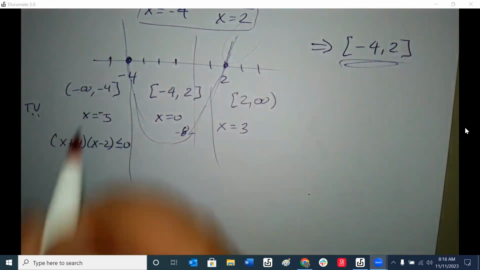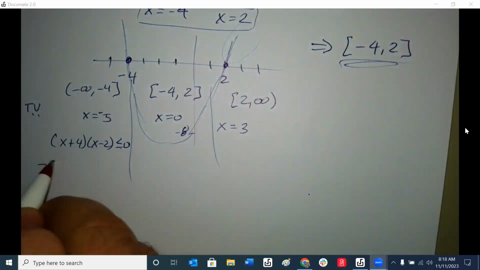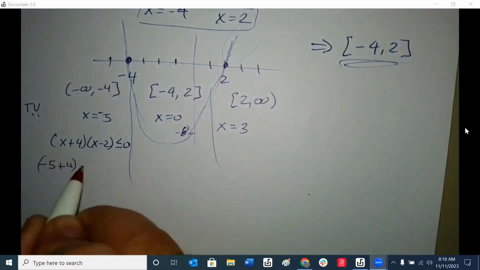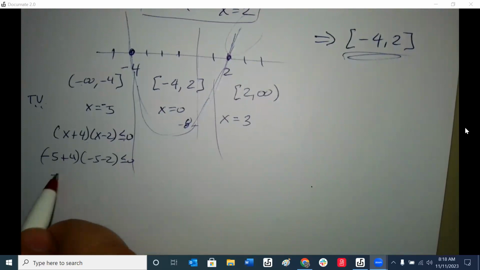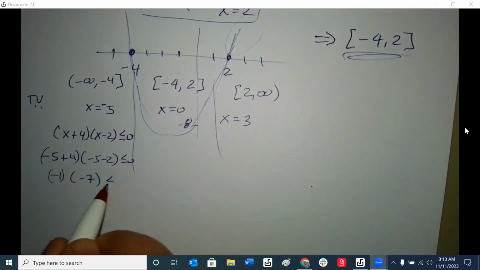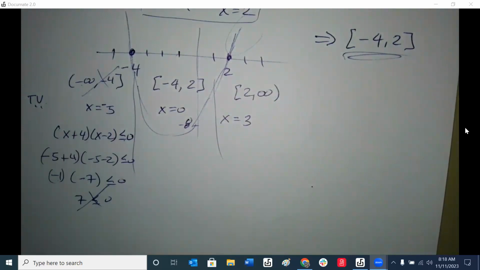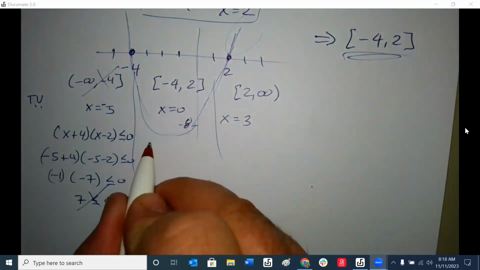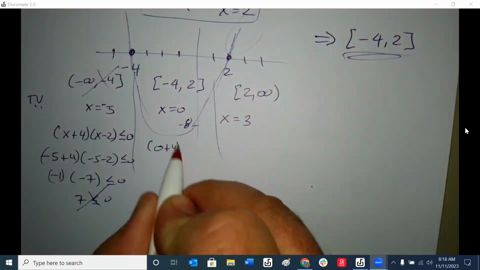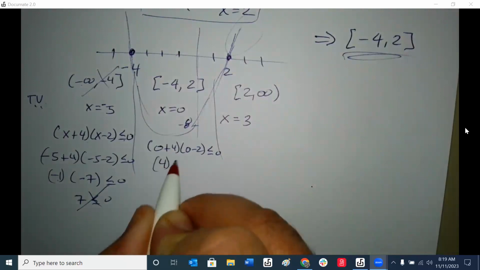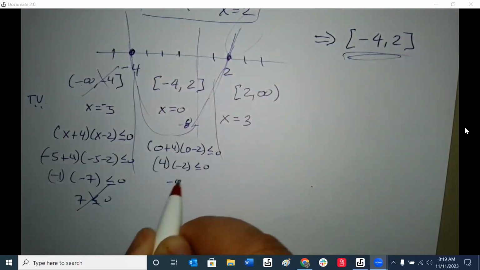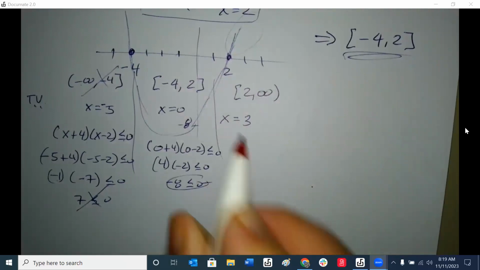So this one is -5. So I have -5 plus 4, -5 minus 2. So that's -1 times -7. Negative times negative is a positive, and that's not less than 0. So I can't use that interval, which we knew because it's above the x-axis. 0 plus 4, 0 minus 2. So it's 4 times -2 is -8, and that's good.